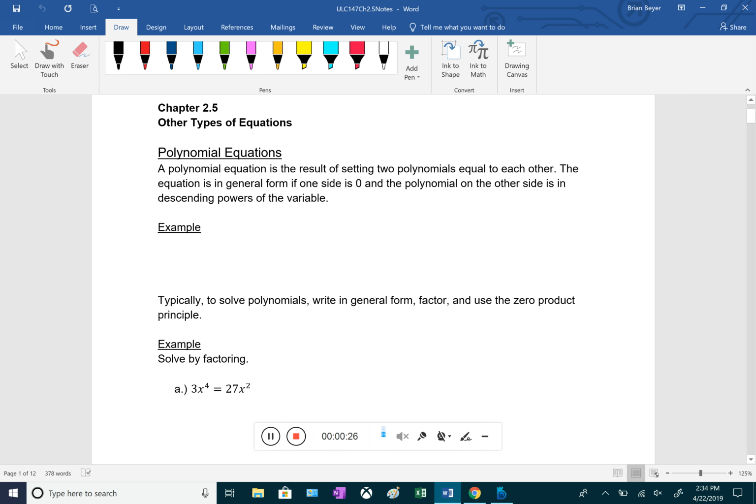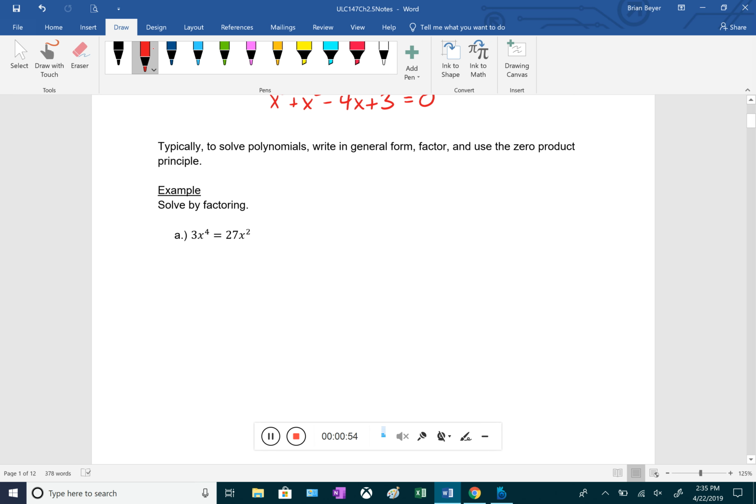So for example, something like x cubed plus x squared minus 4x plus 3 equals 0. That would be a polynomial equation in general form. Typically the way we're going to be solving these is we're going to write these in general form if they're not already in general form. We're going to factor them and use that zero product principle from the previous sections. Okay, so let's do a couple examples.